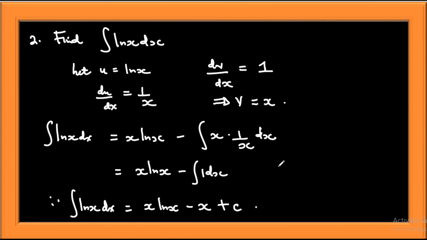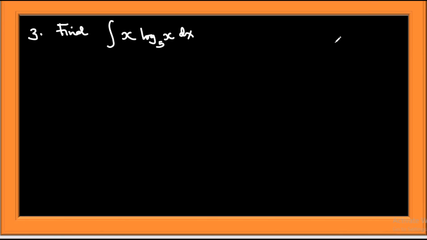We can also look at example number 3, but in this tutorial, I will limit myself so much to functions of a natural log appearing together with an algebraic function. Then in the next tutorial, I will also look at other forms which require the same method. Okay, so our number 3 gives us the integral of x log base 5 of x with respect to x.